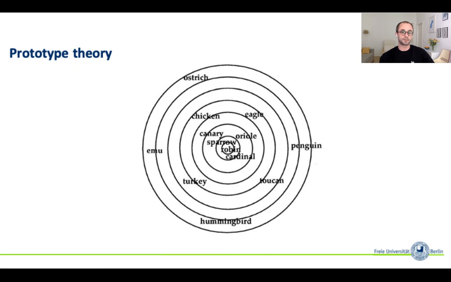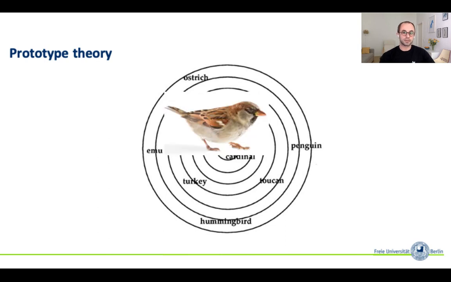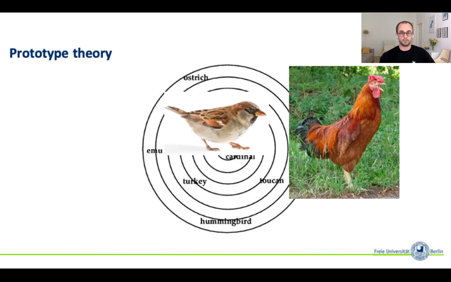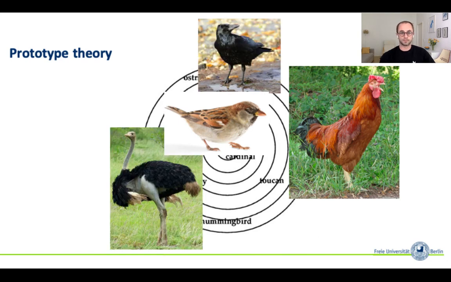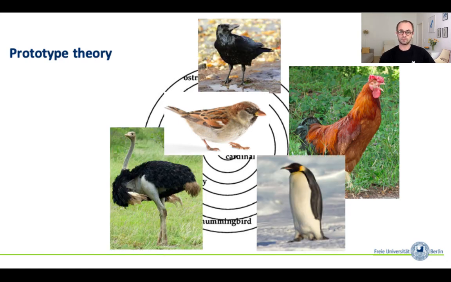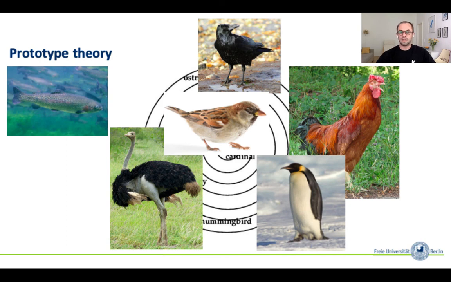But which describes members of a category based on goodness of example, right? So a robin would be a very good example of the category bird, whereas other animals are less good examples of that category. And for example, something like a fish is not a member of that category at all. But we're not going to talk about prototype theory today. This is something for a next video.